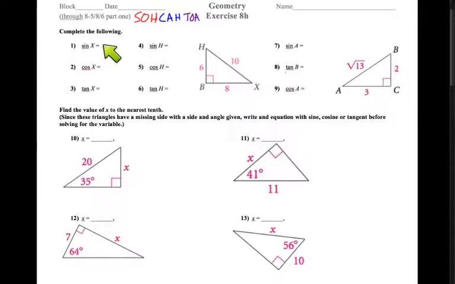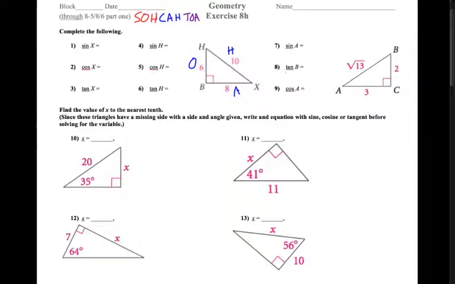So to complete the following, sine of angle x equals what over what? Sine is the opposite. So what is opposite x? It is 6. What is the hypotenuse according to angle x? 10. And then this would be the adjacent. So when we're talking about angle x, those are my guys.